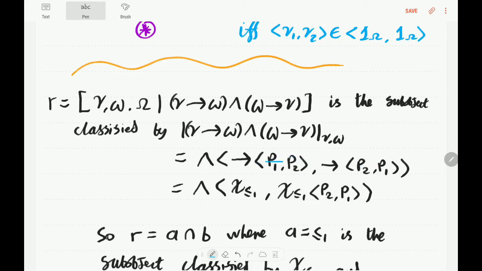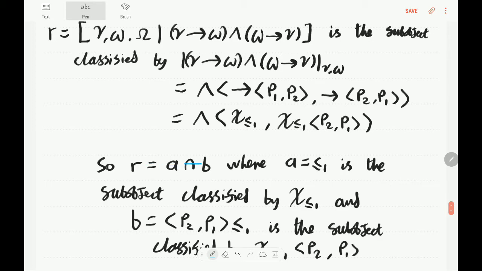This (P1, P2) is just the identity, and this arrow, this implies, is chi of less than or equal to. So this is equal to and of (chi of less than or equal to, chi of less than or equal to after (P2, P1)). This is the twist arrow, okay?